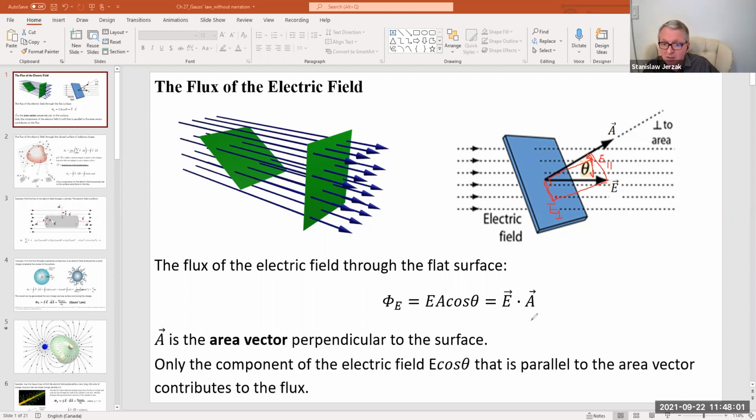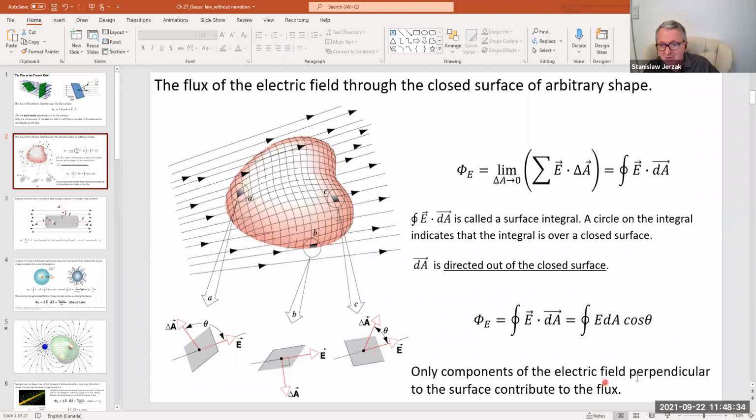So that is the statement which I have written on the next slide. And that was your question about this statement, that only components of the electric field that are parallel to the vector area would contribute to the flux, right? Also, I have rewritten this on the next slide. So that was the same statement here, you see, on that slide. Only components of the electric field perpendicular to the surface, which means parallel to the area vector, contribute to the flux. Okay, got it.